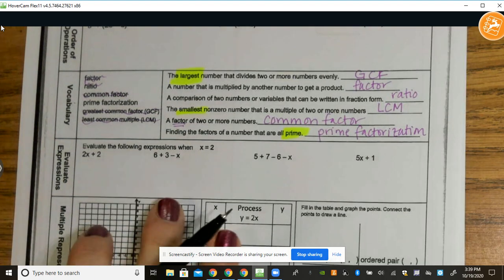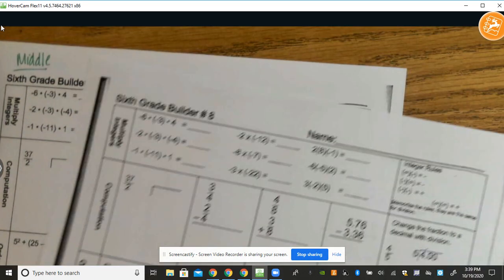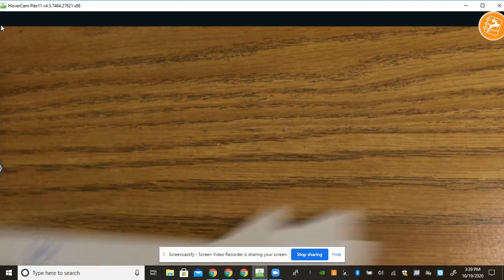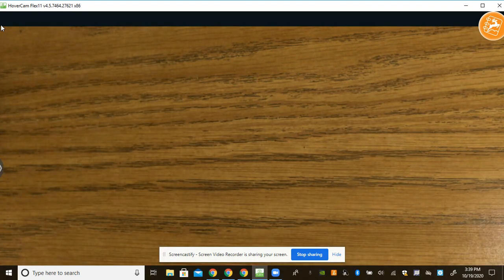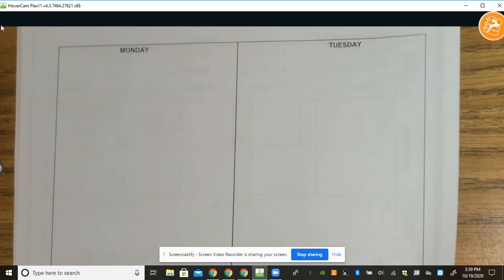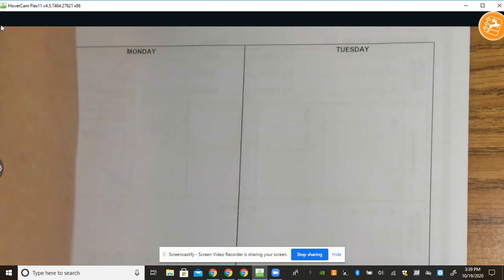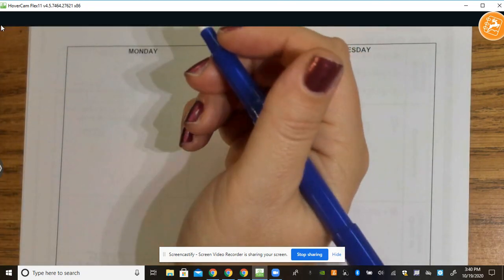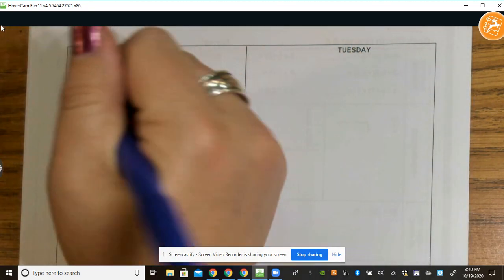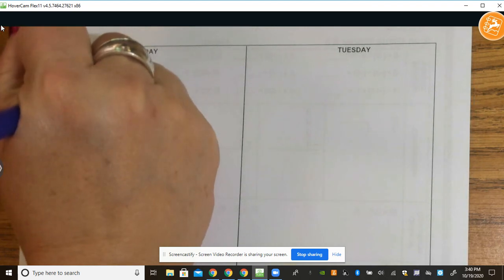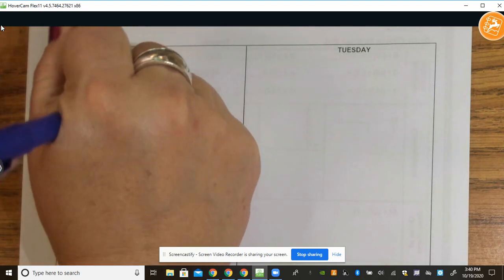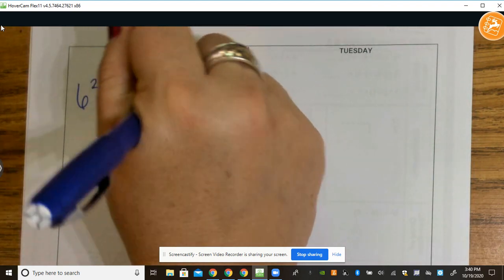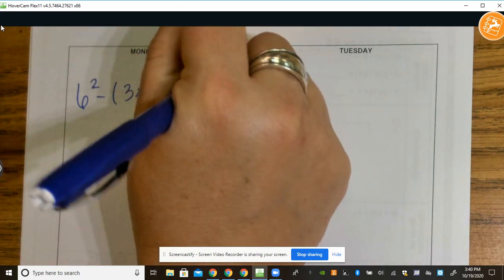Now on the back here. Here we go. Our question of the day, that if you were in class you wrote on the back on Monday, was an order of operation question. It was 6 squared minus, open parentheses, 3 times 4, close parentheses, divided by 3 minus 1.